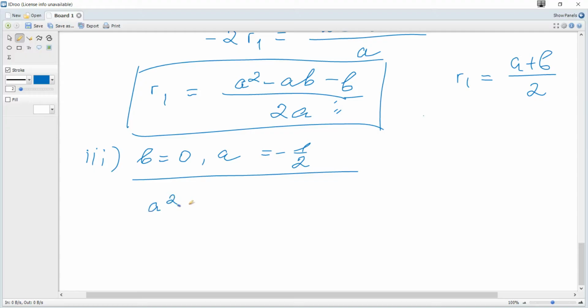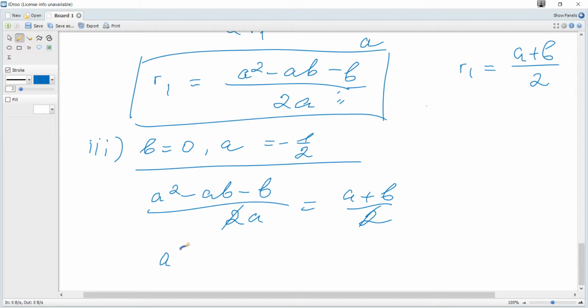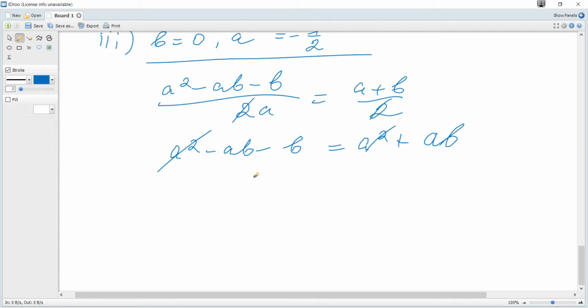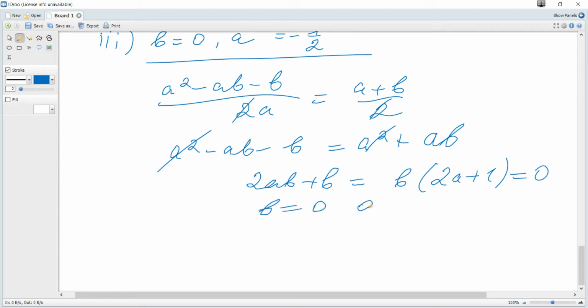So it becomes A squared minus AB minus B over 2A is A plus B over 2. 2 cancels, and let's multiply both sides by A, so it becomes A squared minus AB minus B is A squared plus AB. A squared cancels, so let's move everything to the right, and it becomes 2AB plus B is 0, B times 2A plus 1 is 0, so B is 0, or A is negative a half as required.